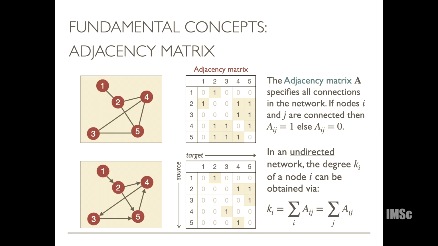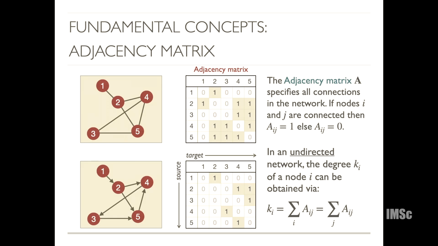Over here, along the rows you have the sources, and along the columns you have the targets, and you just fill up the entries of the matrix depending on whether or not a link exists. So you have a link from 1 to 2, you have a link from 2 to 4 and 2 to 5, and so on, right? Although I have to mention that this particular convention of having the source along the rows and the target along the columns is not necessarily a universal convention.